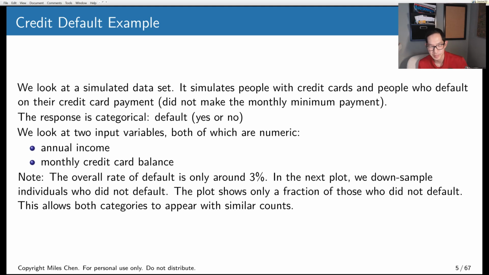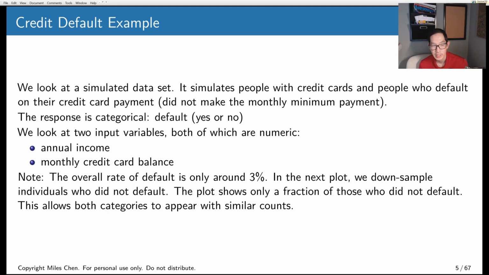So anyway, this is a simulated data set of people who ended up defaulting, and we want to see if we can detect that. The response is a categorical variable: whether they defaulted, yes or no. We're going to look at two input variables, which are numeric: annual income and monthly credit card balance. Overall in this data set, the overall rate of default is only around 3%.